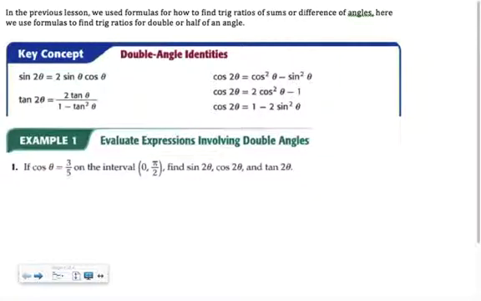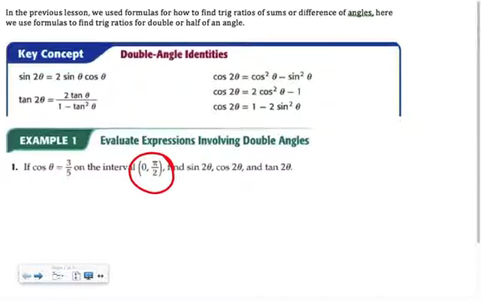So in example 1, I'm trying to find the sine of 2 theta, the cosine of 2 theta, and the tangent of 2 theta, and I am given the cosine of theta. If you look at the sine, cosine, and tangent double angle identities, in order to find the sine, I need to know the sine and cosine. In order to know the cosine, I need to know at least one of those. In order to find the tangent, I need to know the tangent of theta. So let's take what we know and find the sine and tangent of theta.